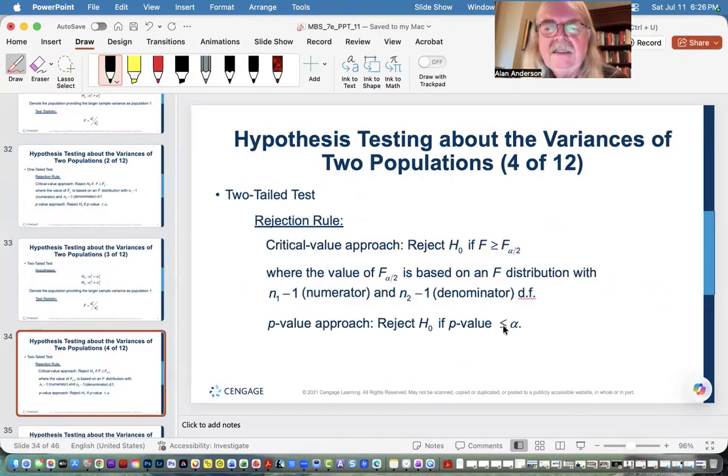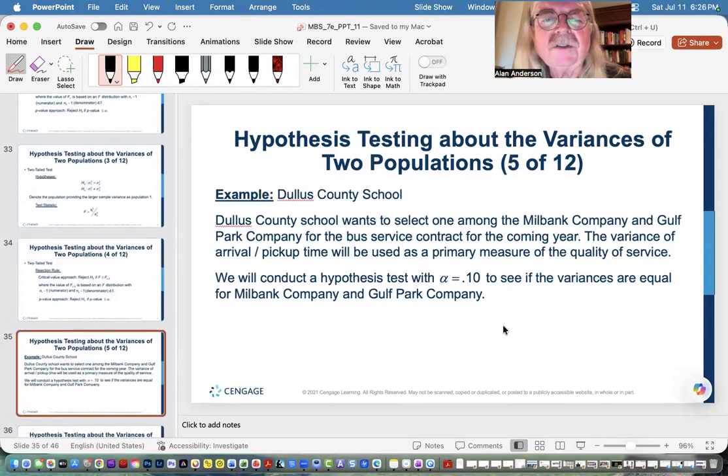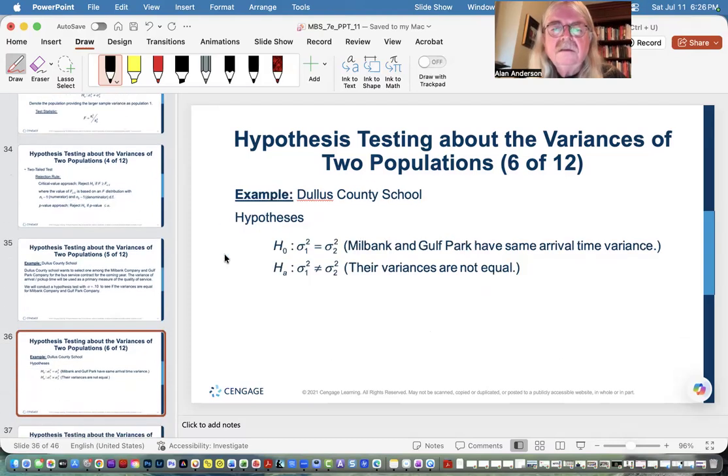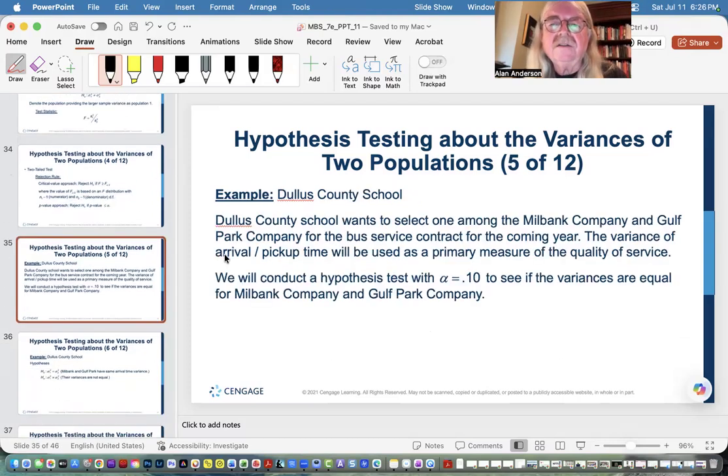All right, anyway, where's that first example? Here we go. Dulles School County. They want to select between the Millbank Company and the Gulf Park Company for the bus service. It's the variance between the two that will be used to decide which one to pick. Clearly, we want the one that's smaller. So we're going to start. All right, so they want us to do this as a two-tailed test. The way they wrote it, it didn't sound like that. But all right, let's do this.